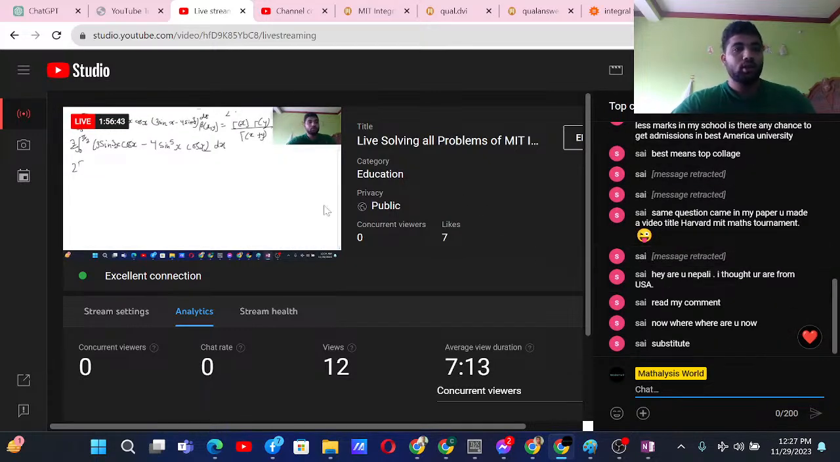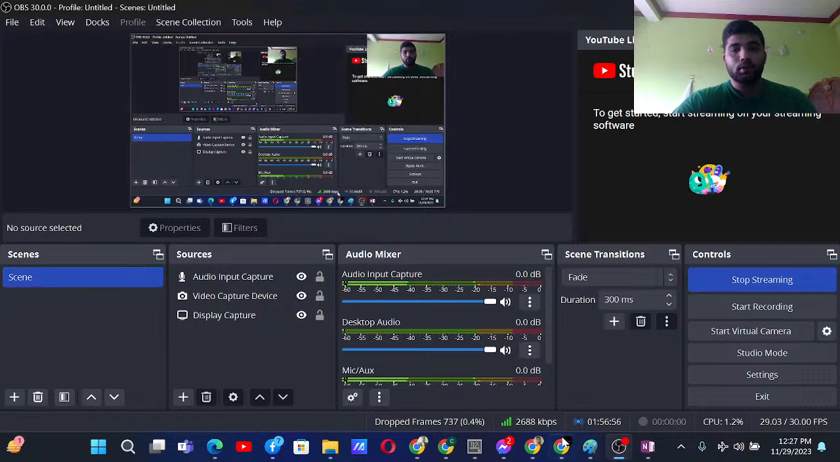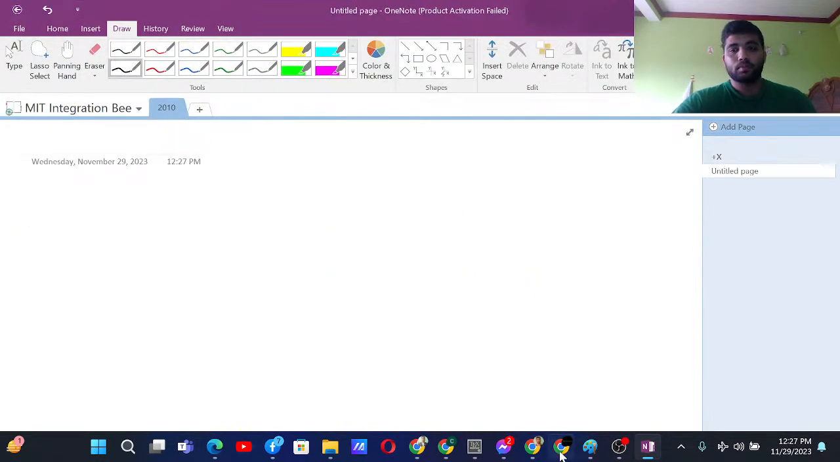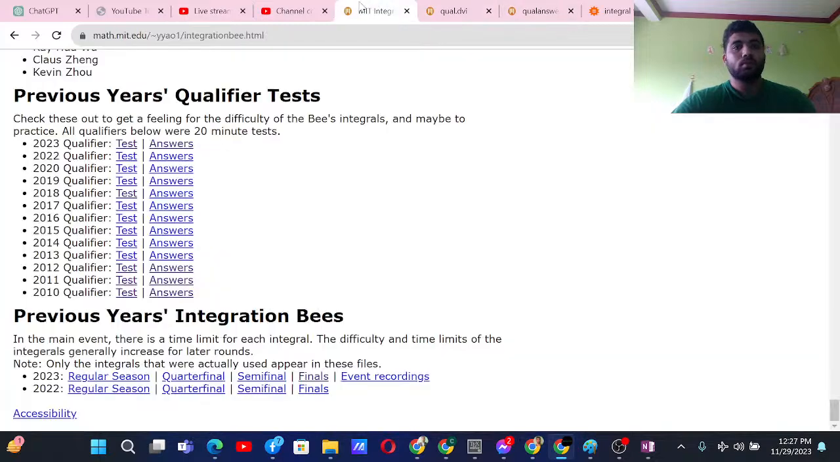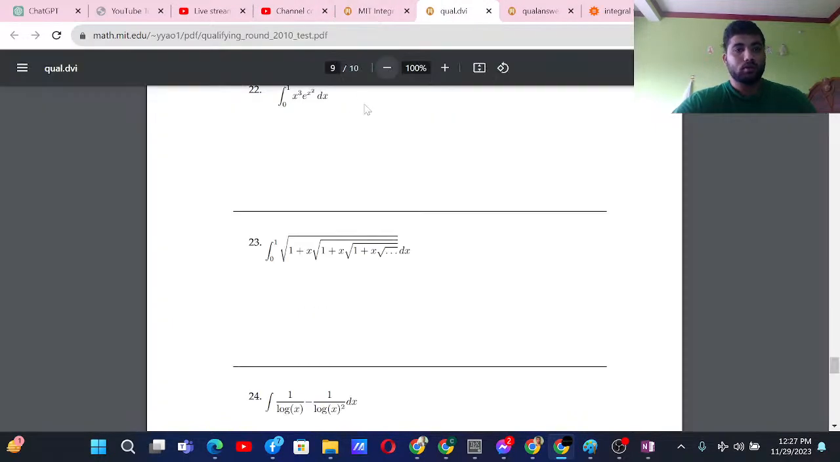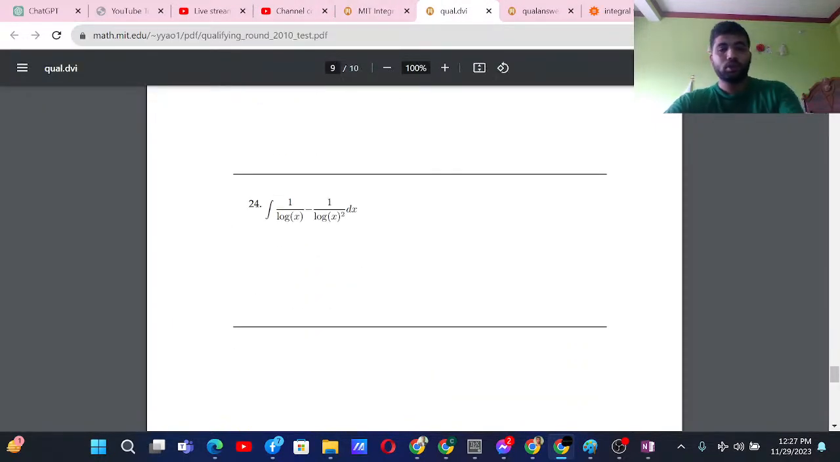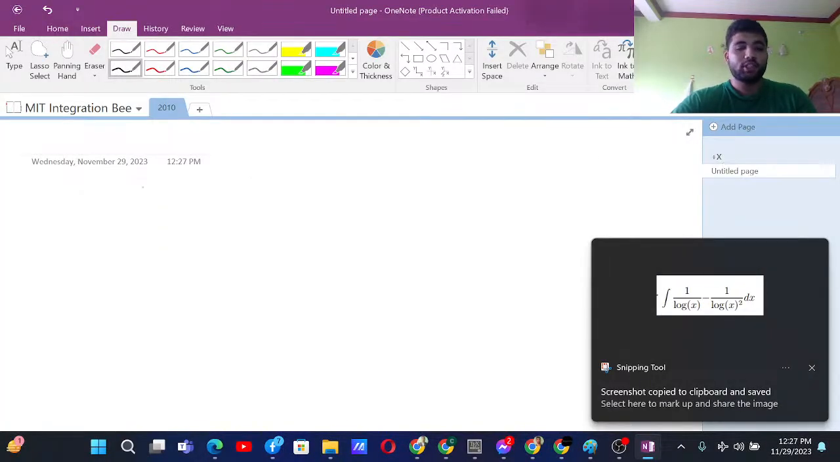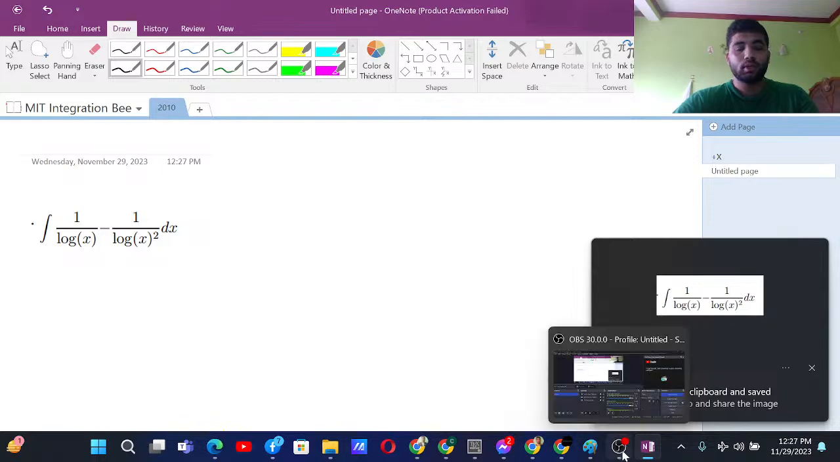Okay, let's go to the next one. Yeah, now this one. This is also a kind of popular integral since it has a specific way to be solved.